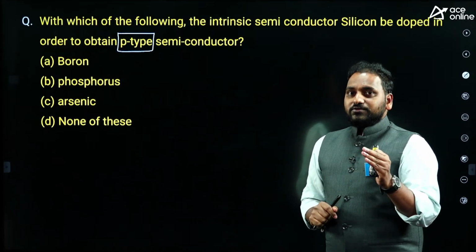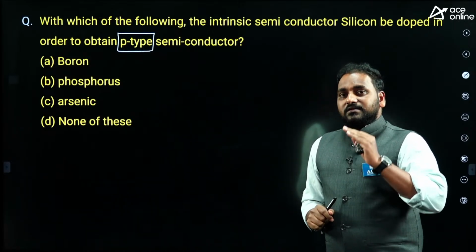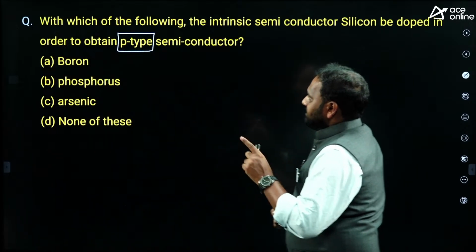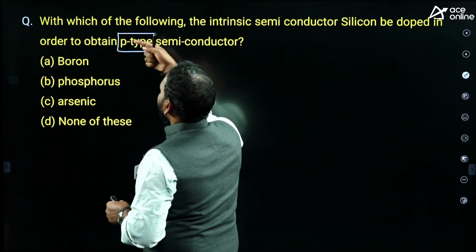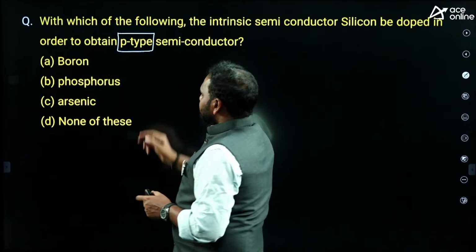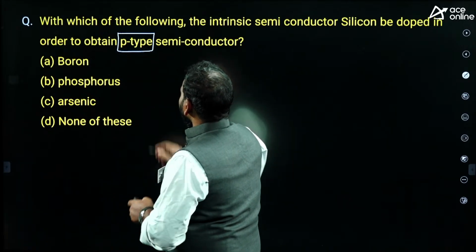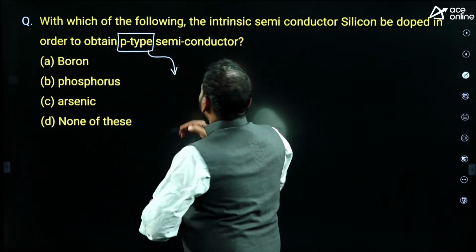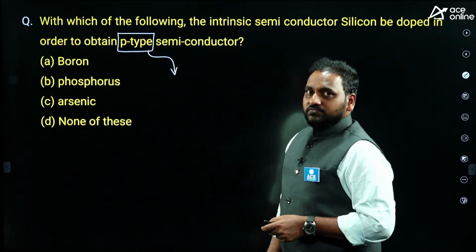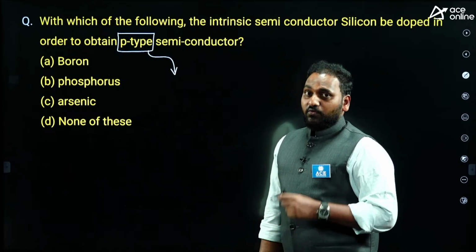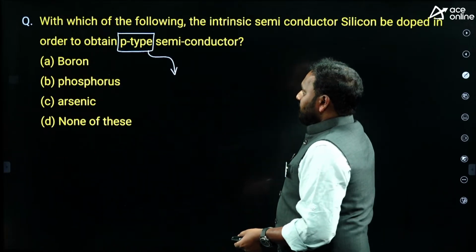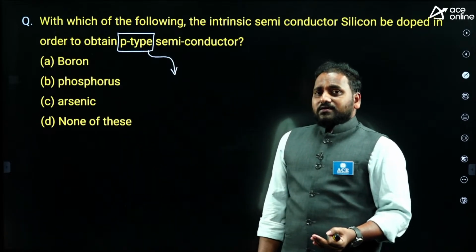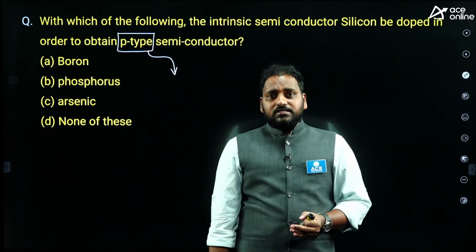But GATE and ESE questions are not like that. 100% information will be provided in the question itself. So he is asking about the p-type material dopant element. In order to get p-type material, we need to add what kind of dopant element, what kind of impurity? We are adding the third group elements, which we call trivalent impurities.